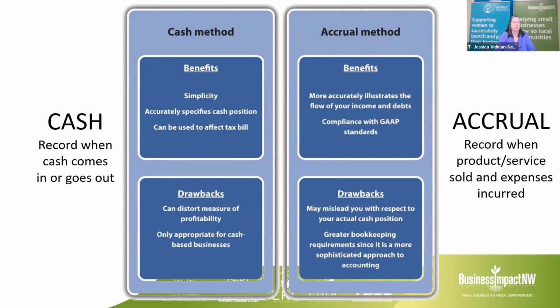That would be the accrual system. The benefit of the cash method is that it's very simple. It accurately specifies your cash position at that exact point in time. And it's usually used for tax purposes. That's where you get the concept of your fiscal year that starts January 1st and ends December 31st, and everything that comes and goes in that period of time is all on the cash basis: money that came in and money went out.